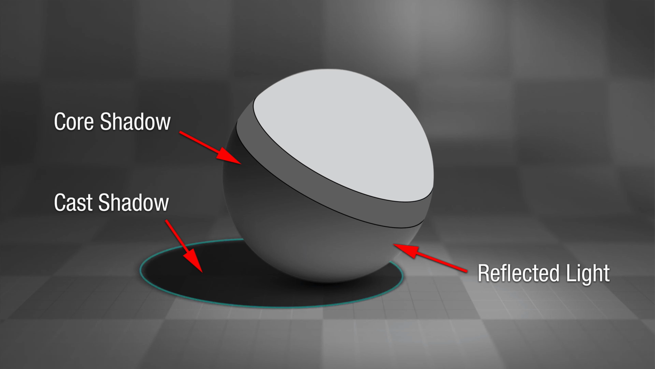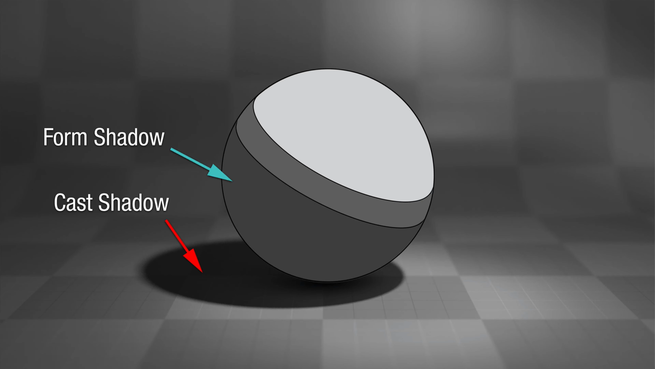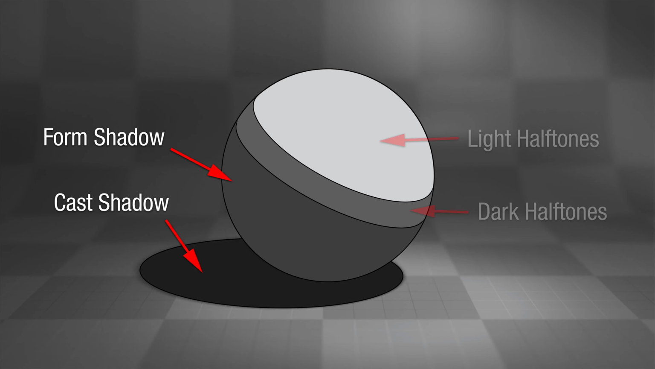I would use the cast shadow because the contrast between the cast shadow and the rest of the image is bigger than the contrast between any of the other elements. If you squint, they're pretty much unified. So we can group core shadow and reflected light into one value group, which we can call form shadow. And then last group will be the cast shadow. That gives us 4 value groups to explain the whole sphere here.